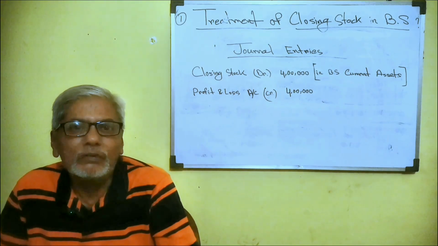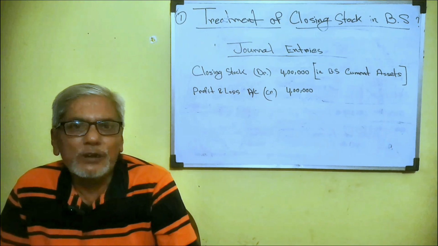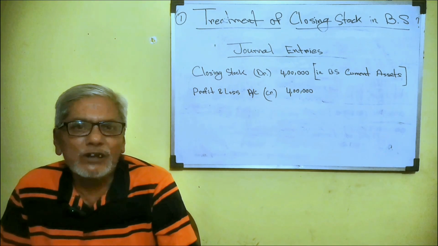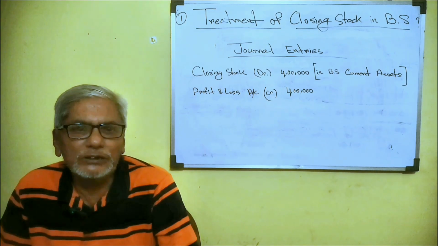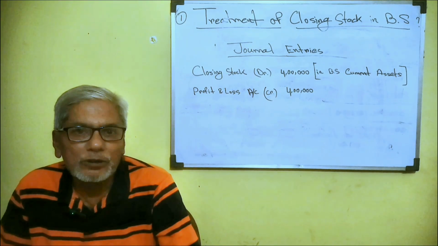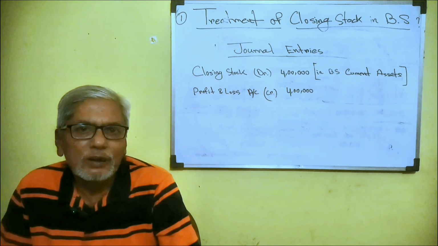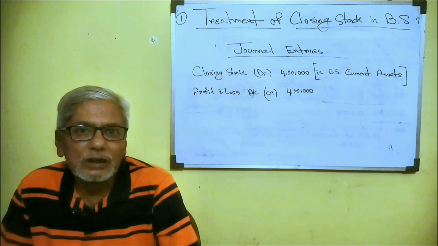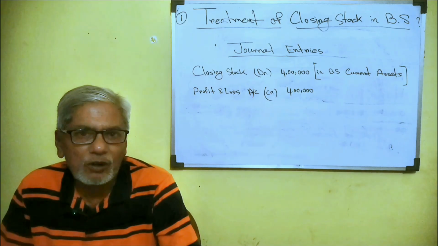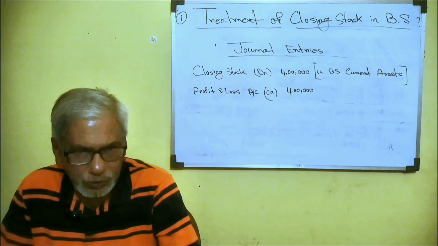Now, in the profit and loss account we have discussed that only the cost of goods sold is considered. That is the cost of goods sold, not the value of unsold stock. Closing stock is the value of unsold stock.